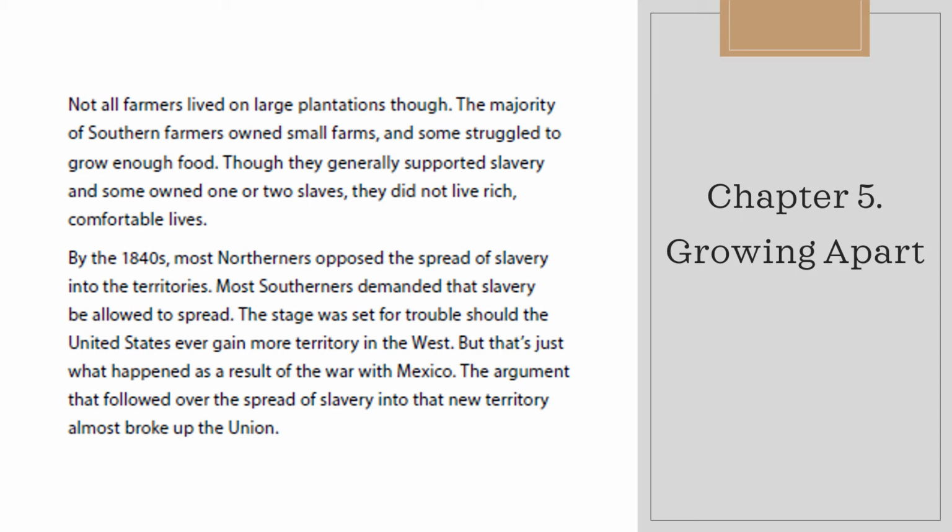By the 1840s, most Northerners opposed the spread of slavery into territories. Most Southerners demanded that slavery be allowed to spread. The stage was set for trouble should the United States ever gain more territory in the West. But that's just what happened as a result of the war with Mexico. The argument that followed over the spread of slavery into that new territory almost broke up the Union.